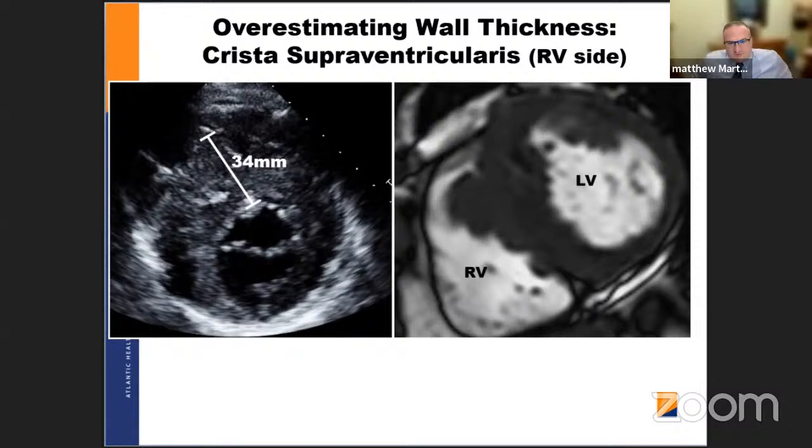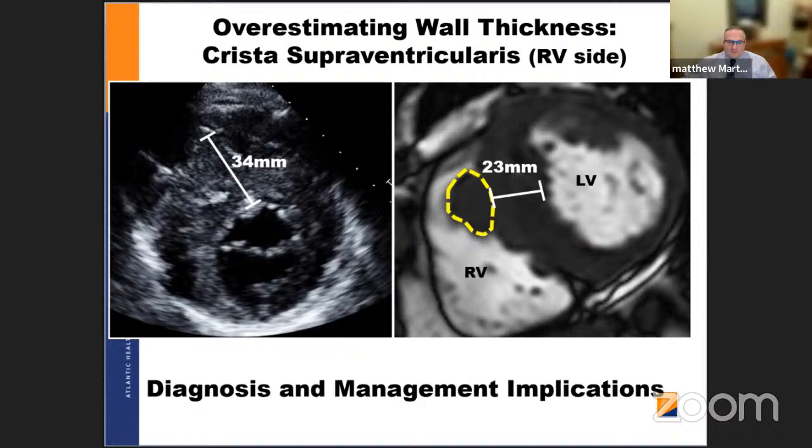Sometimes when we do this at the NFL Combine and the football players for the Jets, they're huge and their ability to measure the wall thickness can be challenging, and you can overestimate looking at the crista supraventricularis here, or sometimes there's some LV insertion of papillary muscles that are normal findings, but that can lead to erroneous measurements of the wall thickness. Marked difference, 23 to 34, completely changes the management in this group, taking them out of ICD range and into an entirely different risk category.